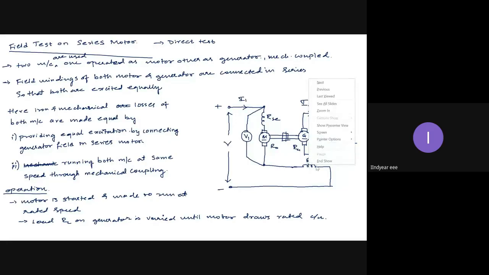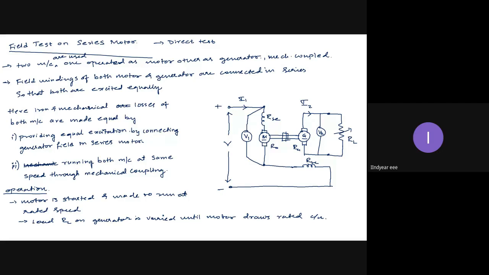One thing. The second reason why it will not be accurate is that I am loading the generator until the motor reaches its rated current. I am not loading the generator until the generator reaches its rated current. As per the procedure we have seen, I have to load the generator until the motor takes rated current. So what does this mean? The generator may be fully loaded or may not be fully loaded. So the full load condition of the motor doesn't ensure the full load condition of the generator. This we have already seen in the Hopkinson test.